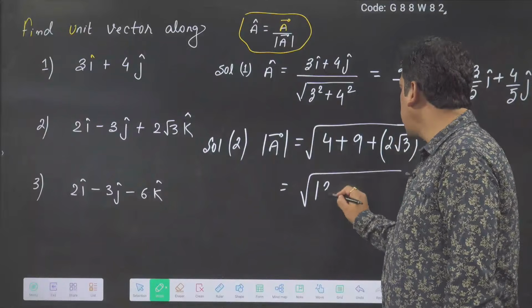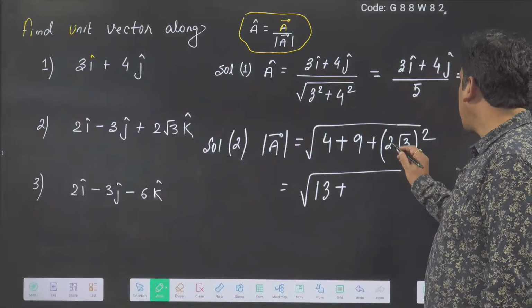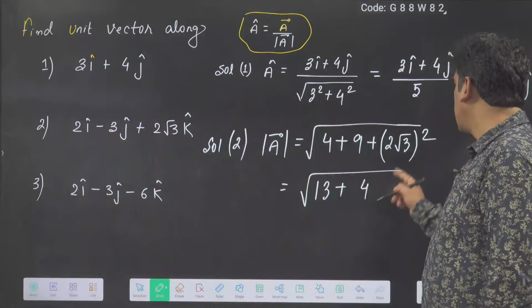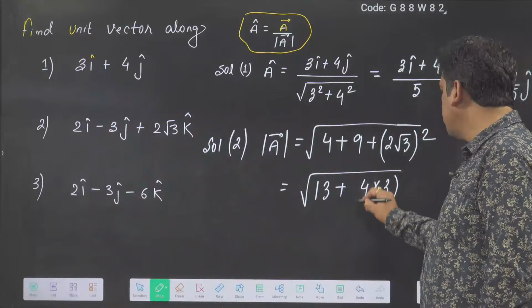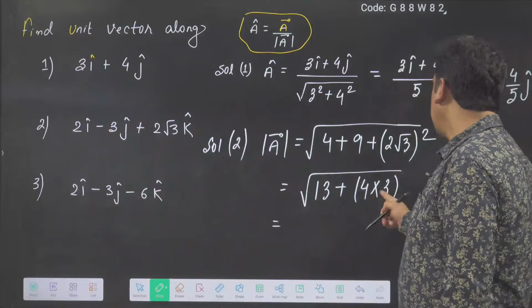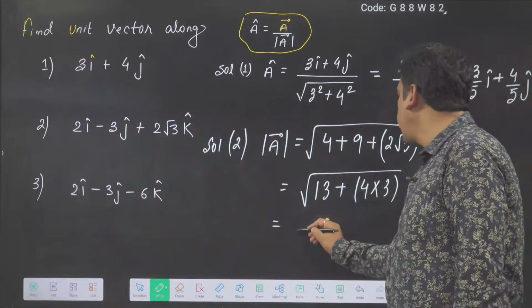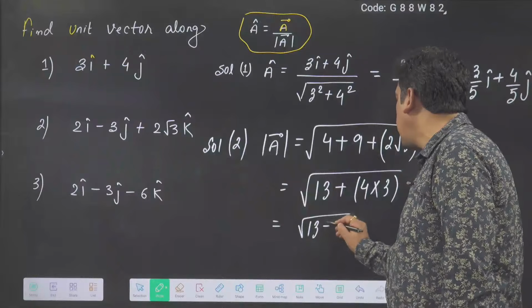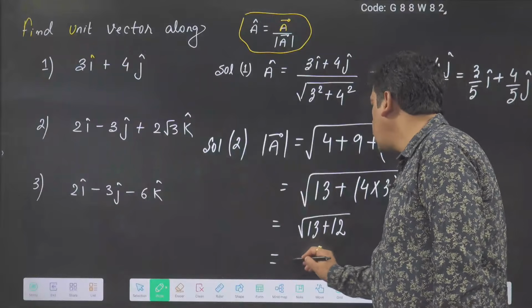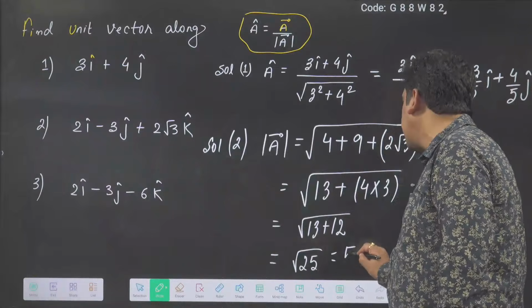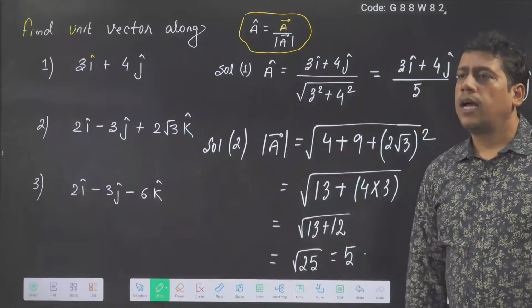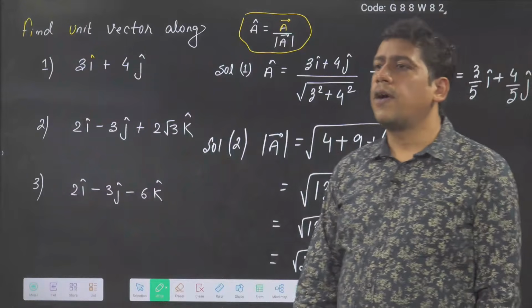This becomes 13. Now 2 root 3 whole square means 2 square means 4, root 3 whole square means 3. So 4 into 3 it is 12. So it becomes under root 13 plus 12, which is root 25. Again we are getting the magnitude as 5.